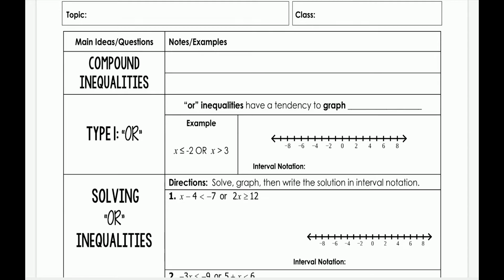Hello, everyone. Today we're going to be talking about compound inequalities. This happens whenever you have two inequalities that are joined with the words and or. I know that sounds funny, but basically it adds some restrictions to what the solution could possibly be.